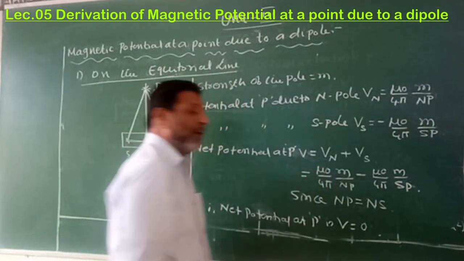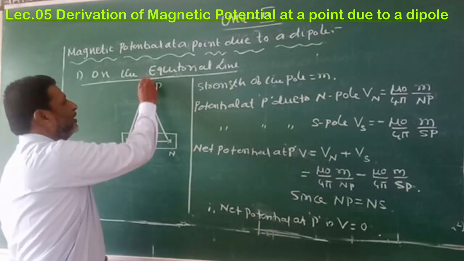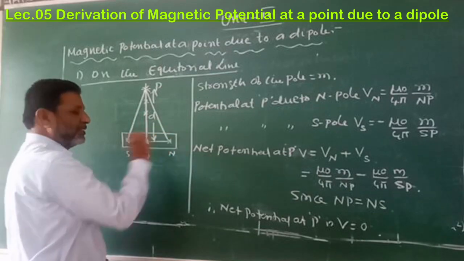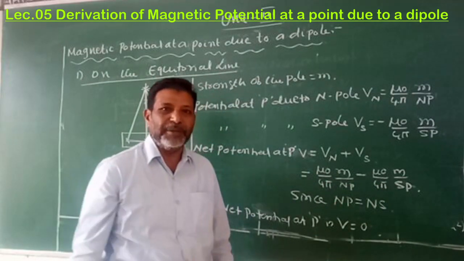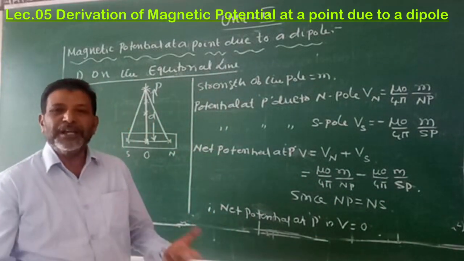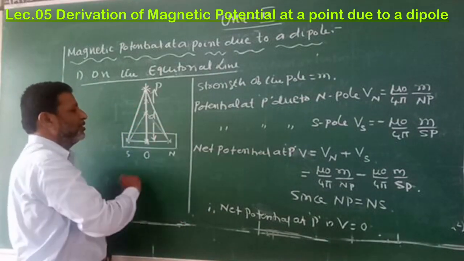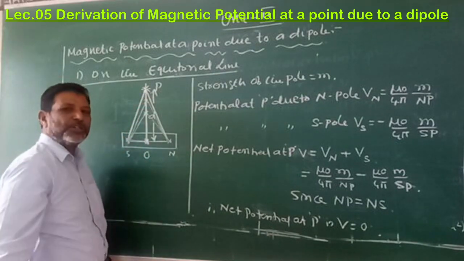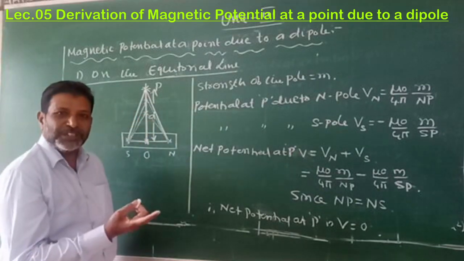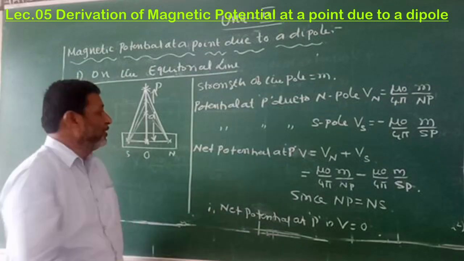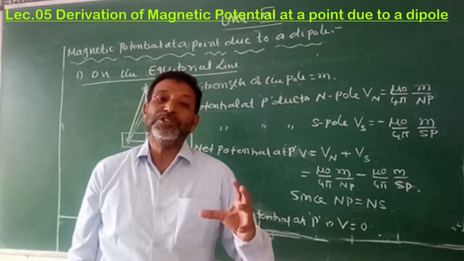This shows that not only here, but wherever you take it, at any point on the equatorial line, this distance is equal to this distance, and everything is the same. Only if the distance is variable will the potential also be variable. When the distance is the same, the potentials are also the same. So the potentials due to this pole and this pole are equal and opposite, hence they cancel each other. That means at any point on the equatorial line, the potential is 0.